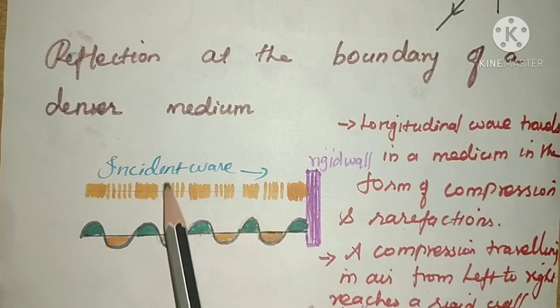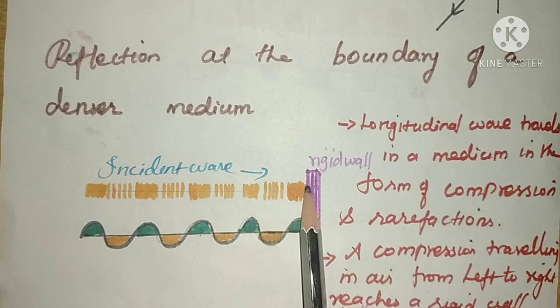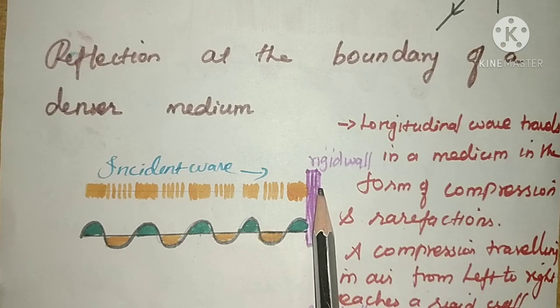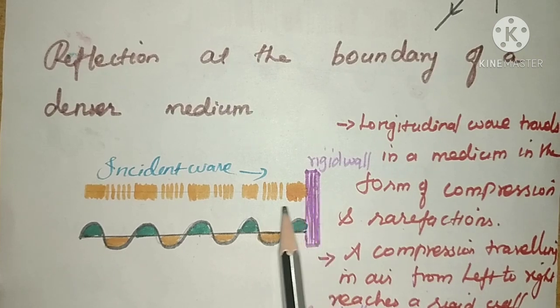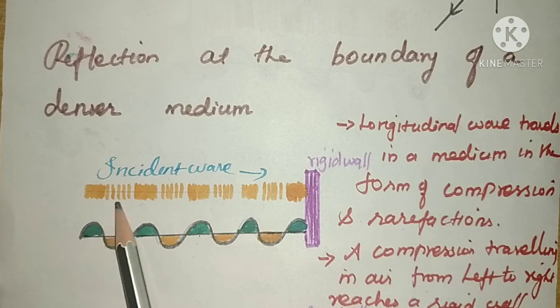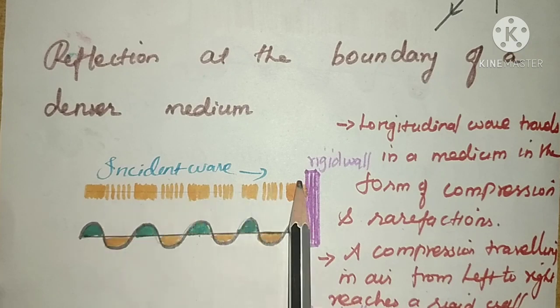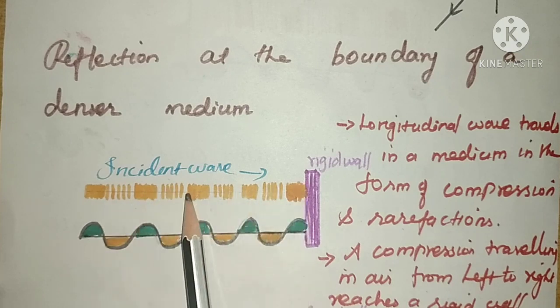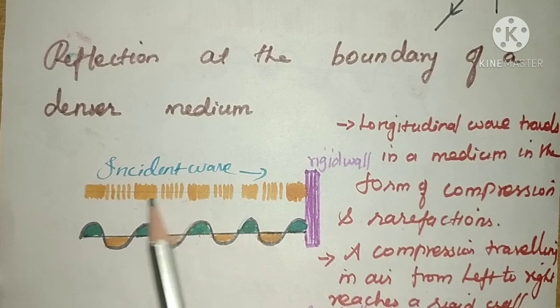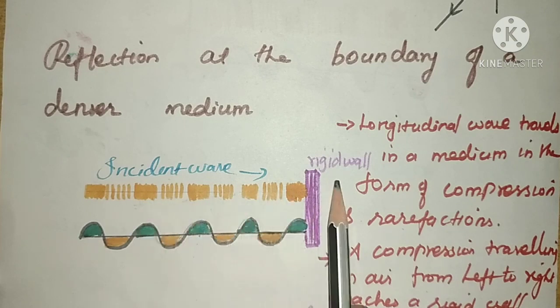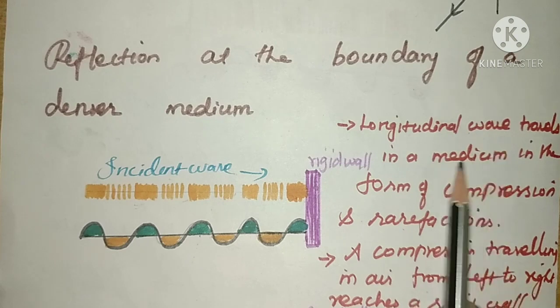So here this is the incident wave. It will be traveling in the medium, and it will touch the boundary of this denser medium. In longitudinal waves, what will be produced? Compression and rarefaction will be produced. This is a type of what wave? Longitudinal wave. So the longitudinal wave travels in a medium in the form of compression and rarefaction.